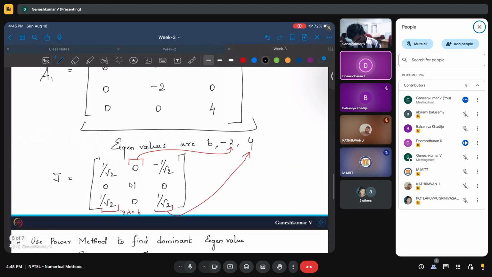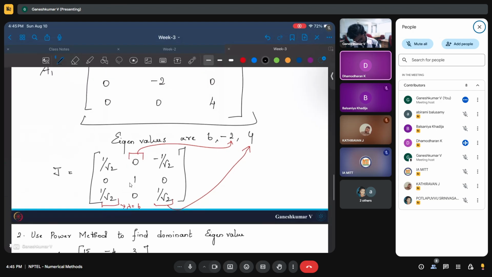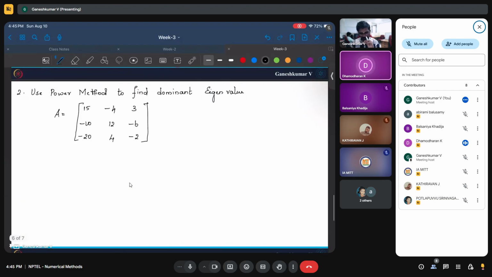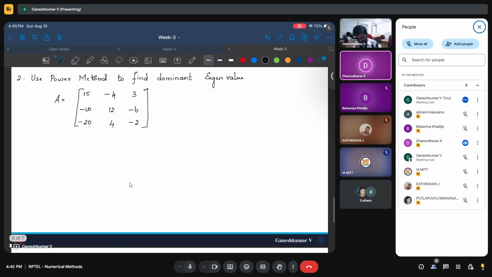Sir, in the power method, I have one doubt. We take the initial eigenvector as sometimes 1 0 0 or 1 1 1. If we take 1 0 0, the iteration will finish early, with a smaller number of iterations. If we take 1 1 1, more iterations are needed. Is that the right concept, or is there any shortcut for that?